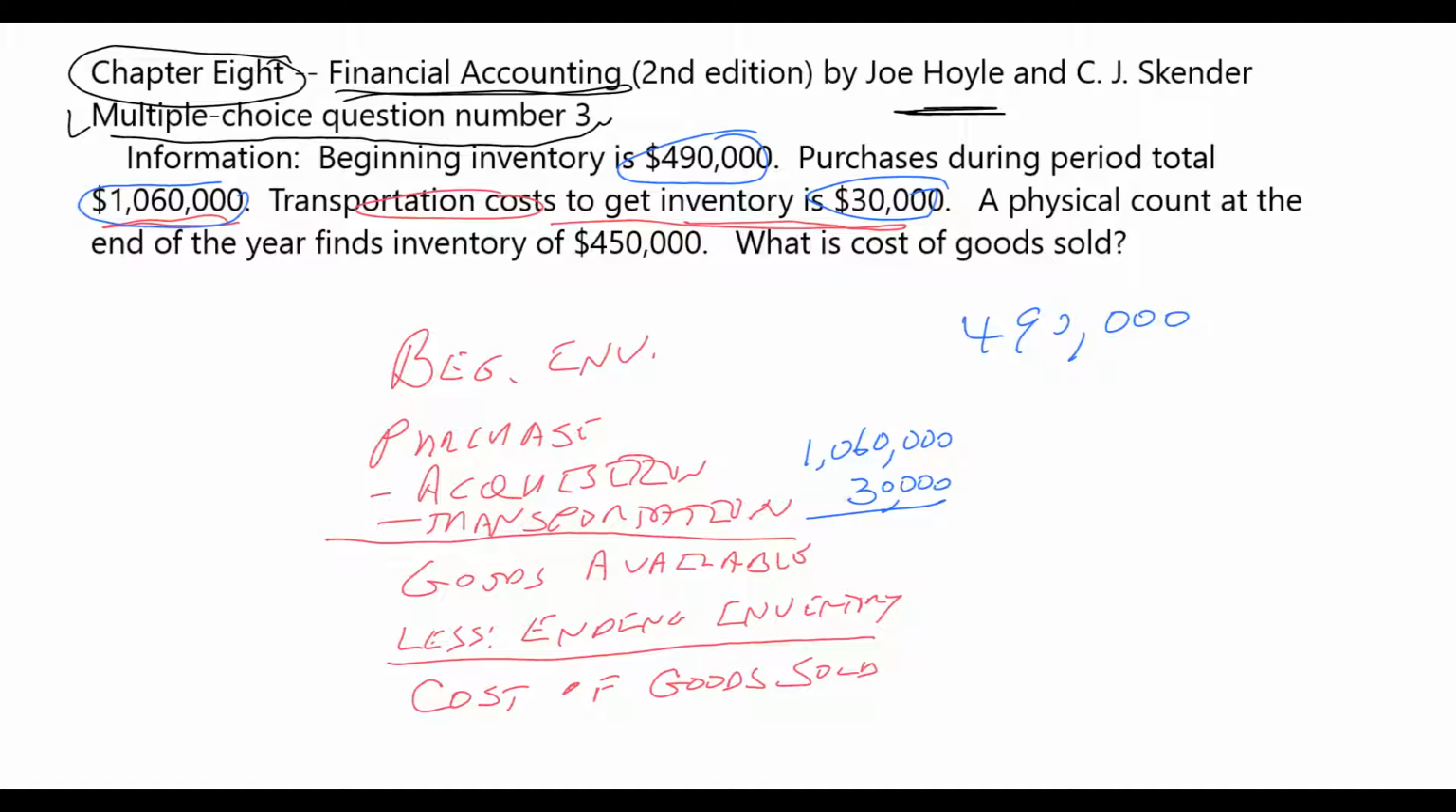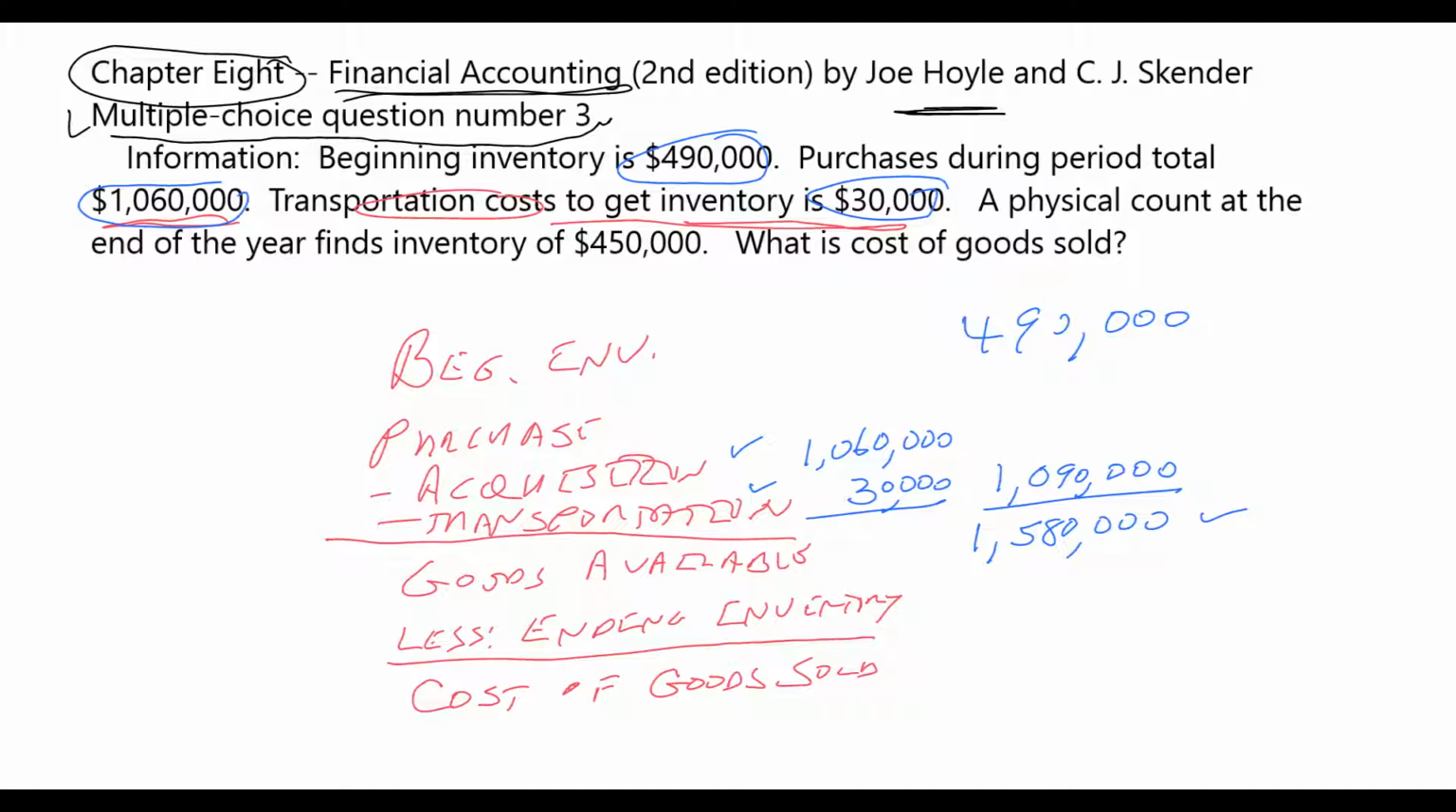It was considered to be a normal and necessary cost to get the inventory into position and condition to be sold. So how much is the total cost of that inventory they bought this year? Well, it's $1,090,000. The $1,060,000 that they paid for it and the $30,000 that they paid to have it delivered to them. So how much inventory do they have available? They have $1,580,000 in inventory.